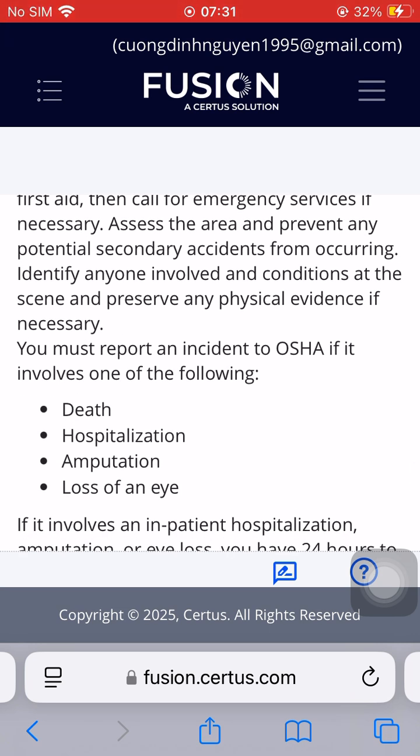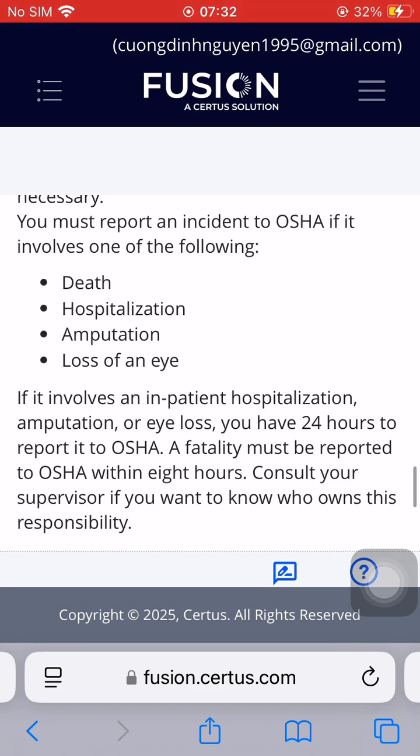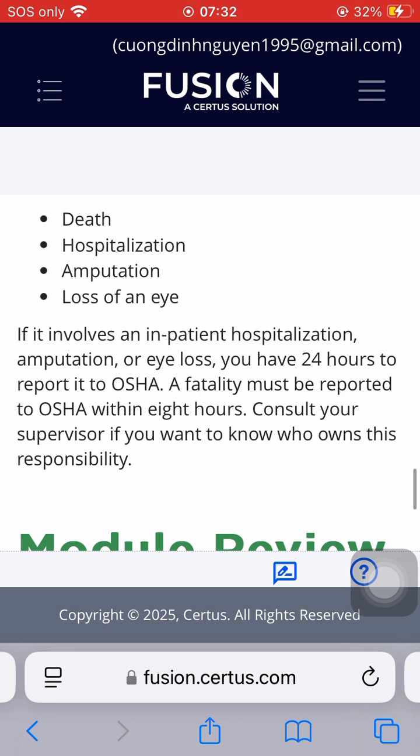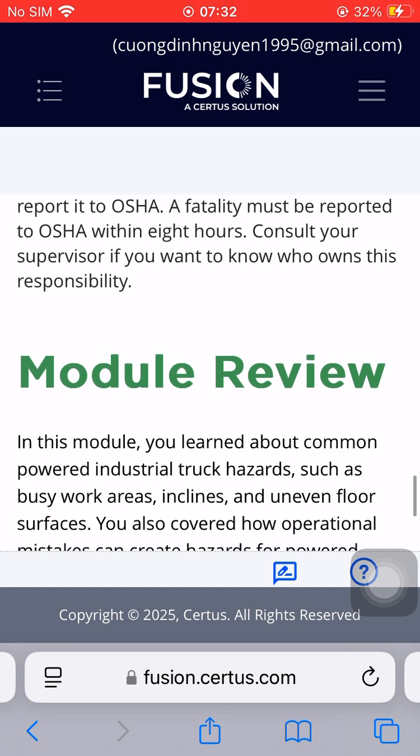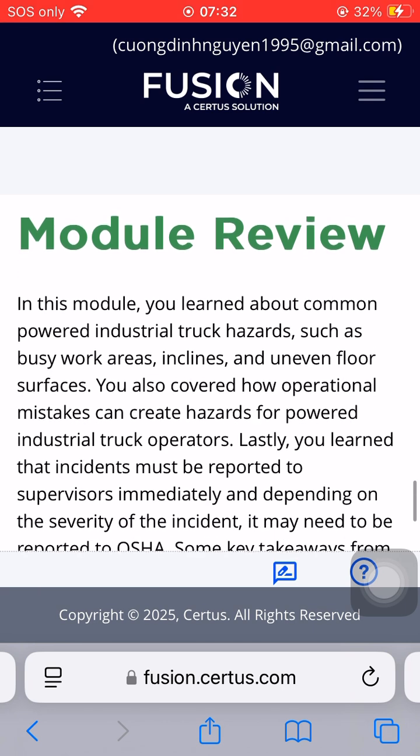You must report an incident to OSHA that involves one of the following: death, hospitalization, amputation, and loss of an eye. If it involves an inpatient hospitalization, amputation, or eye loss, you have 24 hours to report it to OSHA. A fatality must be reported to OSHA within 8 hours. Consult your supervisor if you want to know who owns this responsibility.